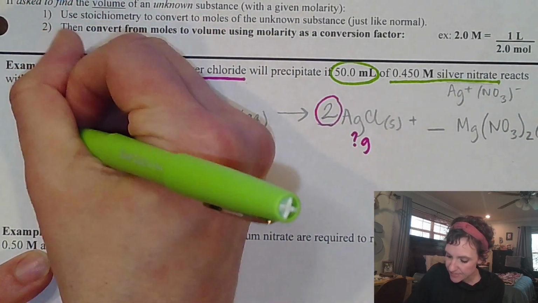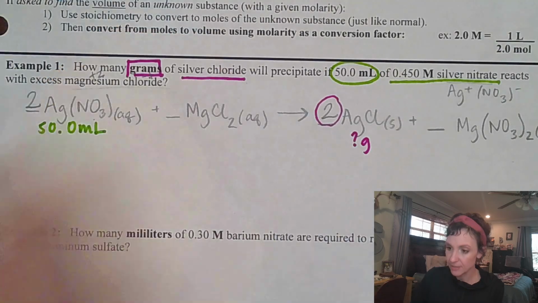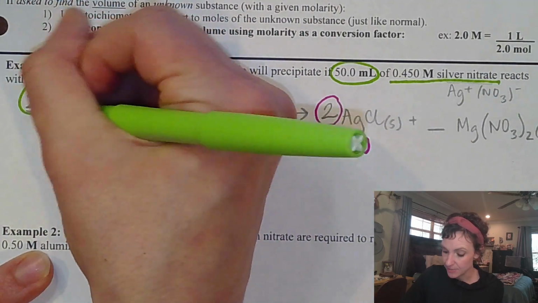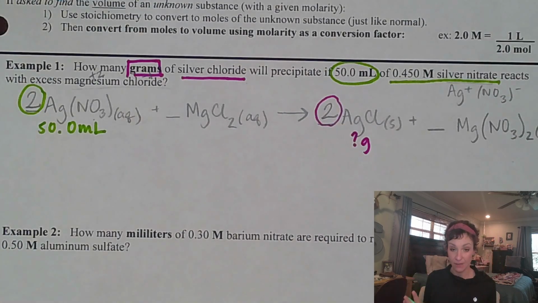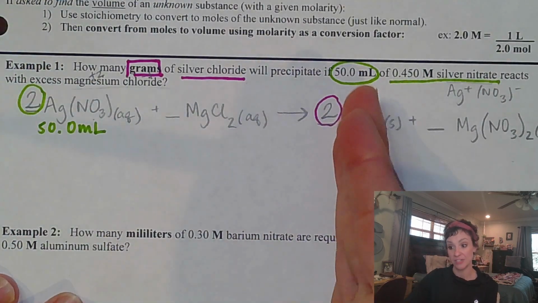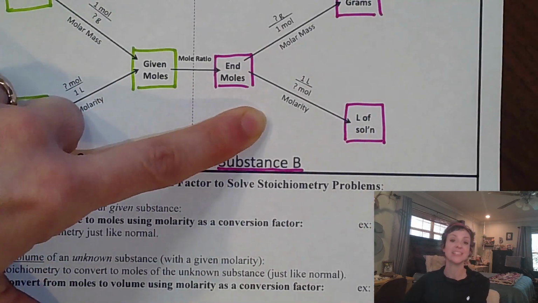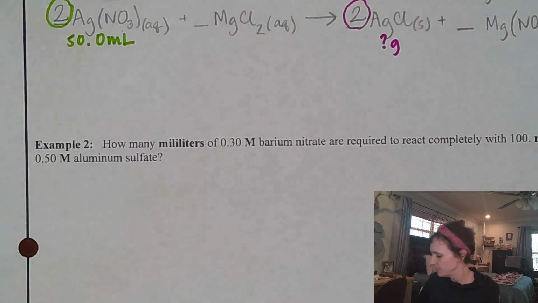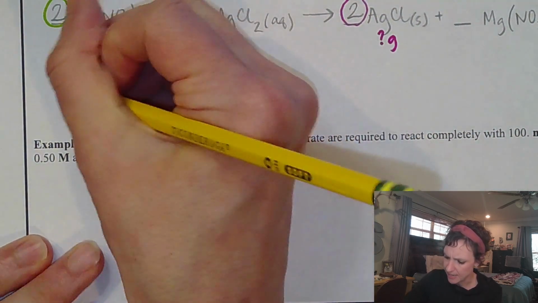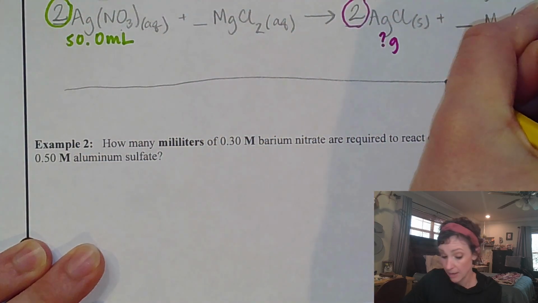So they gave me 50.0 milliliters. I also like to, at this time, circle the number that I will be pulling down for the mole ratio when I jump over that dotted line. Stop talking about silver nitrate to start talking about silver chloride. Okay, so here we go. We're ready to go. We're super excited.